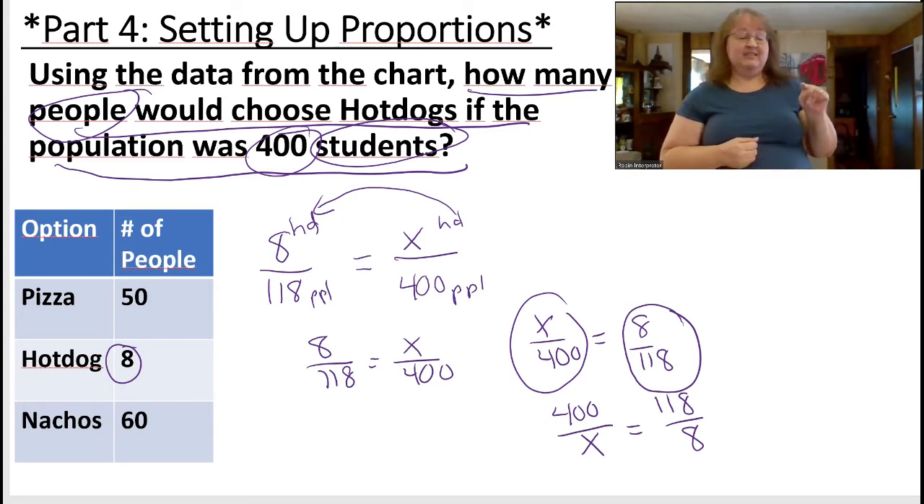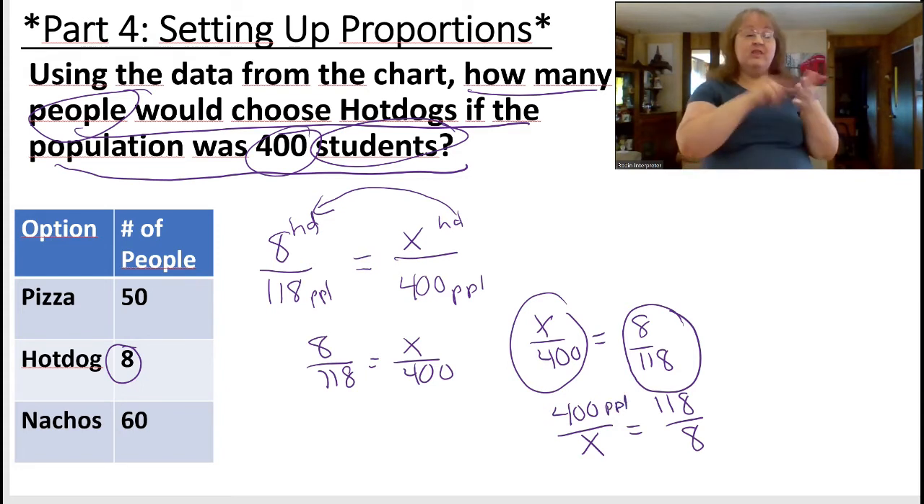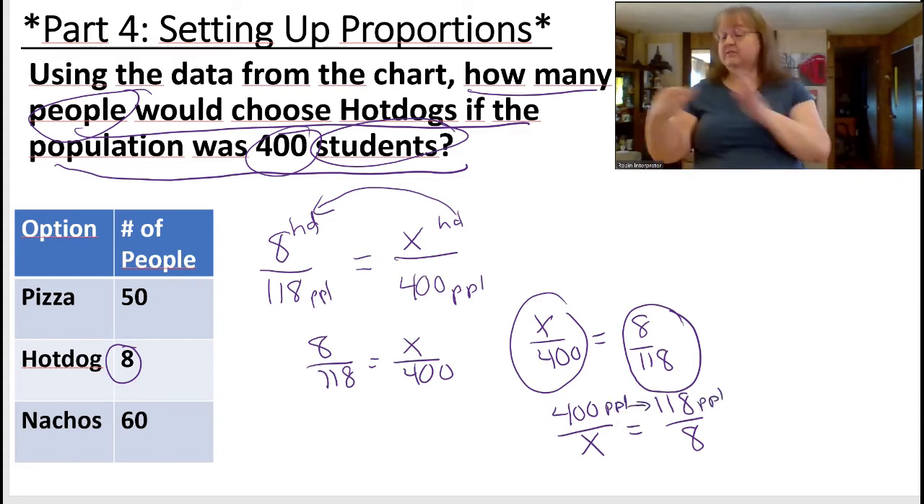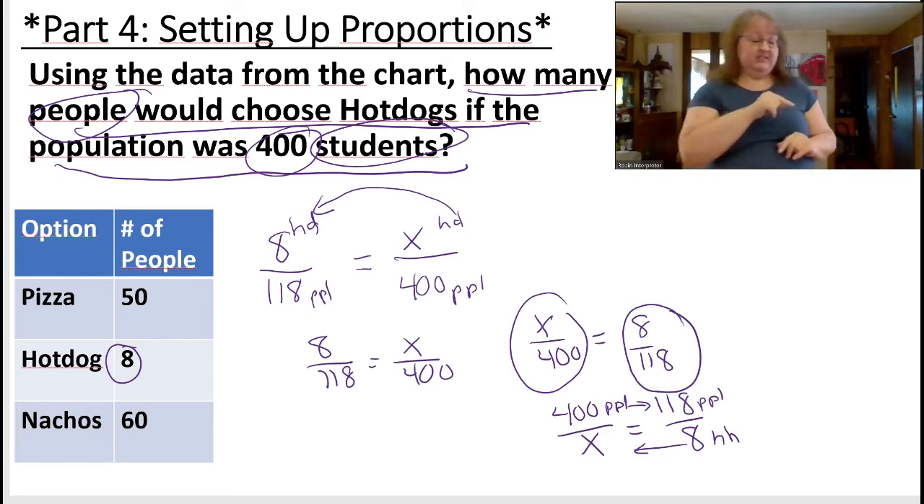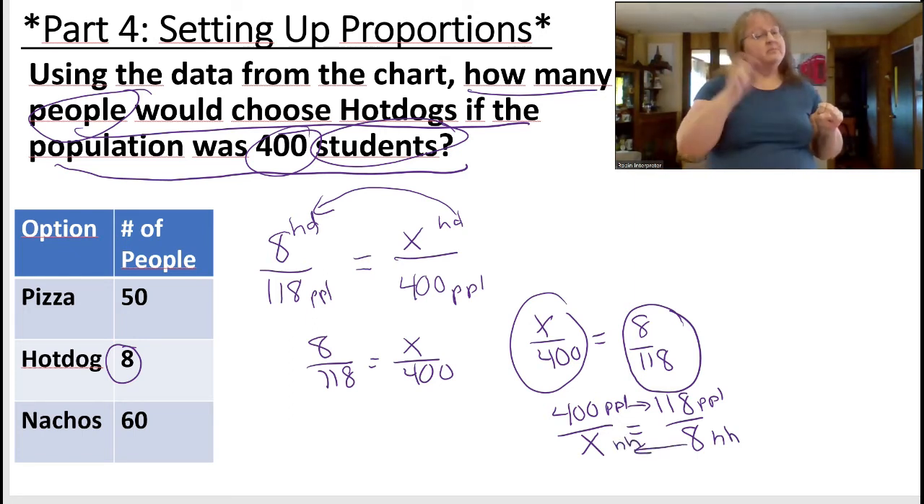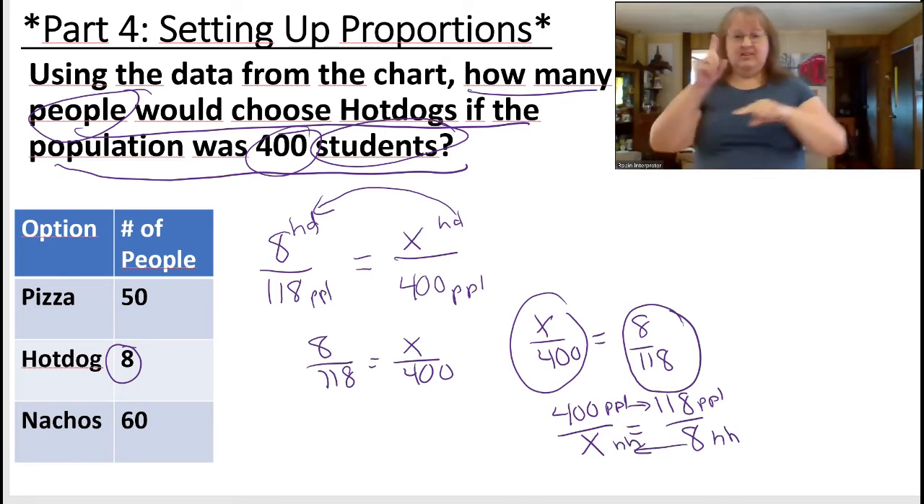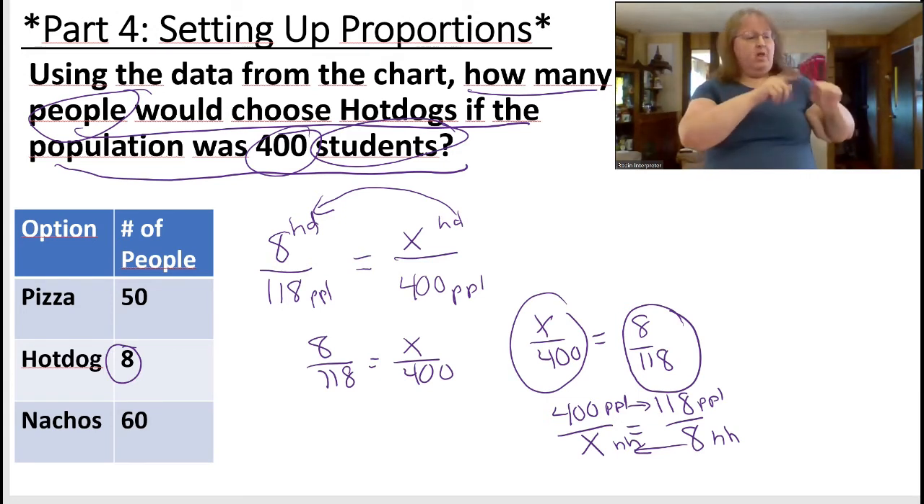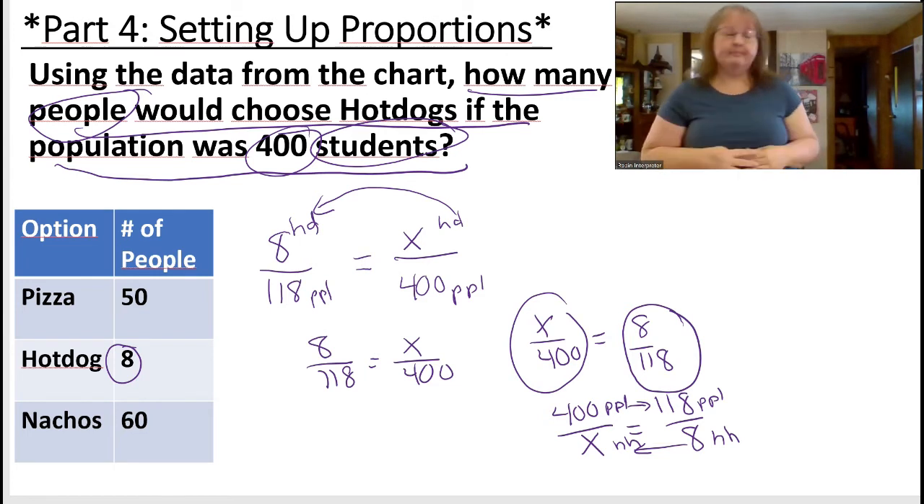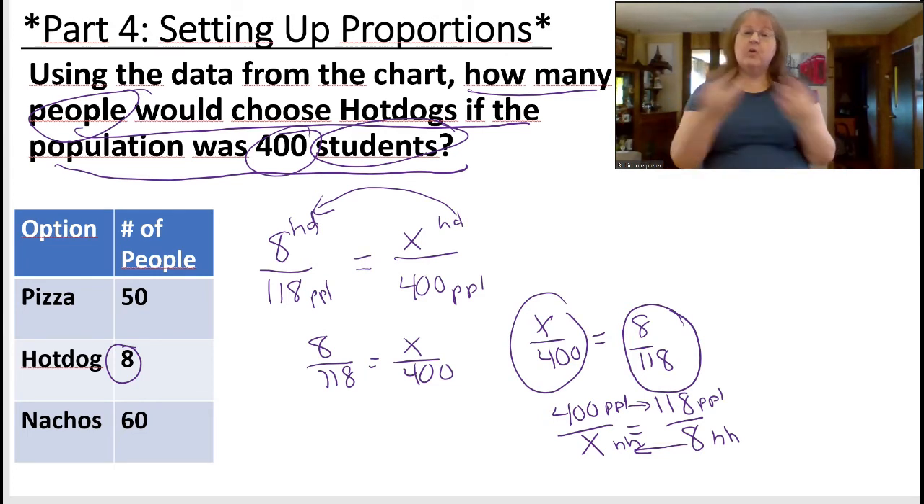So, for example, if this represented people, a cross must also represent people. If this is hot dogs, a cross must also equal hot dogs. You can't have people in one numerator and hot dogs in the next numerator. You can't mix them up. They have to be the same units across, or that means the proportion is wrong. All right, so let's go ahead and solve this one.